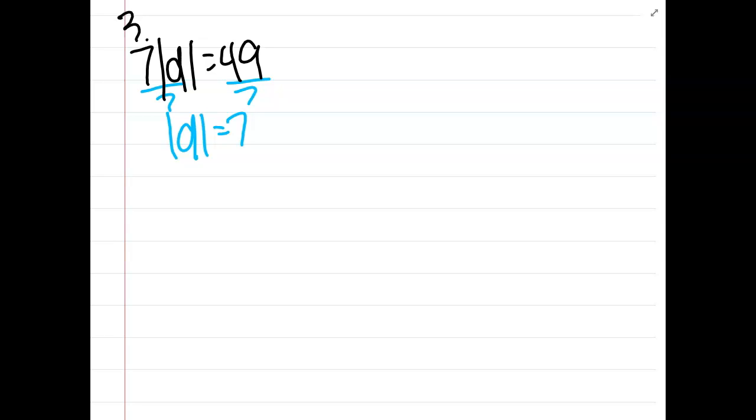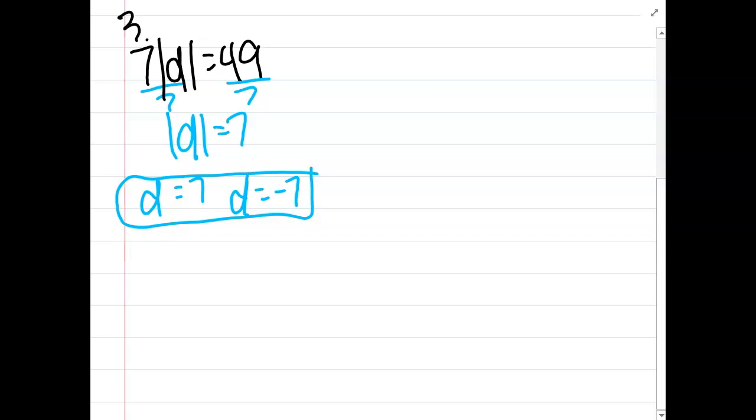Negative 7. The absolute value of negative 7 is 7, and the absolute value of positive 7 is 7. So whatever's inside there could equal 7 or could equal negative 7. Well, what's inside there is just d. So d could be 7 or d could equal negative 7. Okay, those ones are pretty simple. Do you guys have questions on those ones?